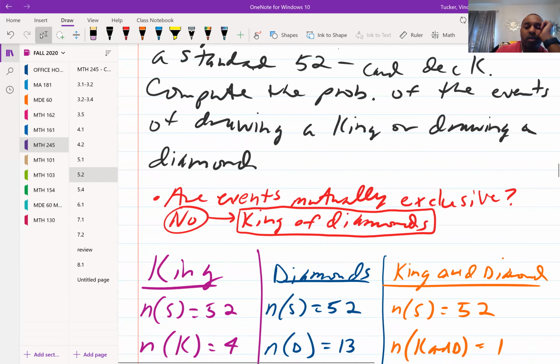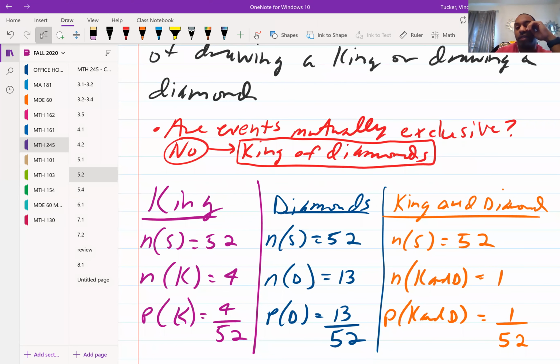So this is how we would find the probability of each one of our three categories. So we have the king. We've calculated finding the probability of king a couple of times already. First of all, sample space is 52 cards. There are four kings in the deck, and that's 4/52. Then we're looking at the diamonds. Once again, our sample space is 52, but there are 13 diamonds in the deck. So it's 13/52. And then the King of Diamonds, there's only one King of Diamonds, being a king and being a diamond. So that'd be 1/52 as our probability.